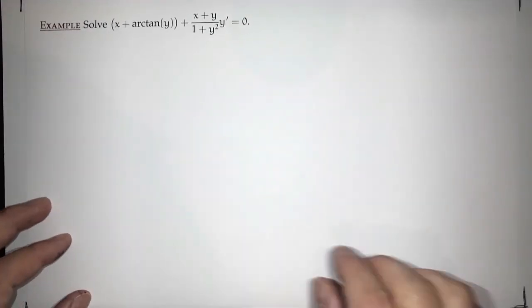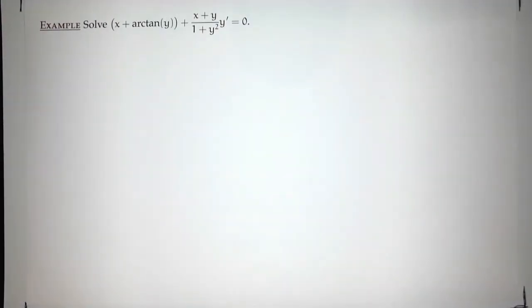All right, arctangent, cool. We'll get to integrate something with arctangent in it. All right, so solve x plus arctangent of y plus x plus y over 1 plus y squared, y prime equals 0. Now, you might say, we can't even start this one. It's not the right form, Steve. Okay, all right, hold on.